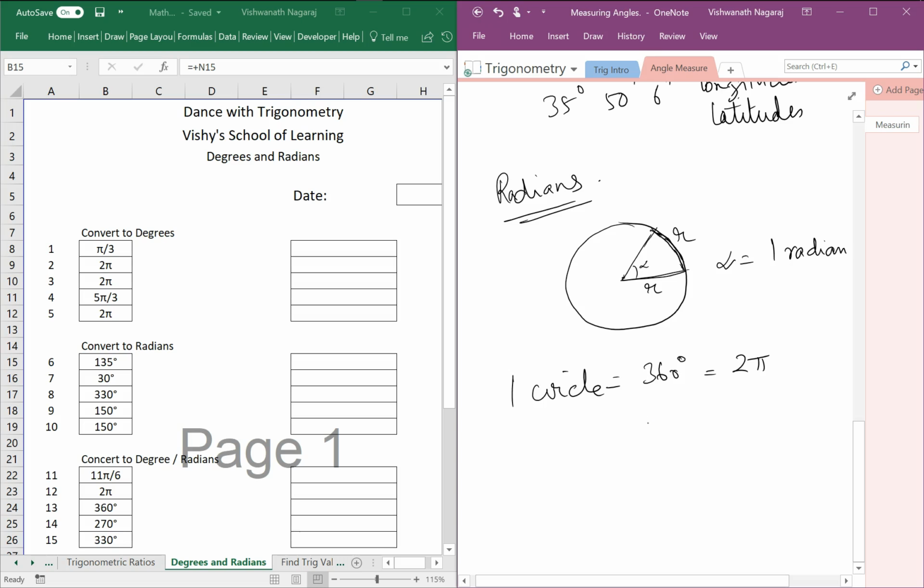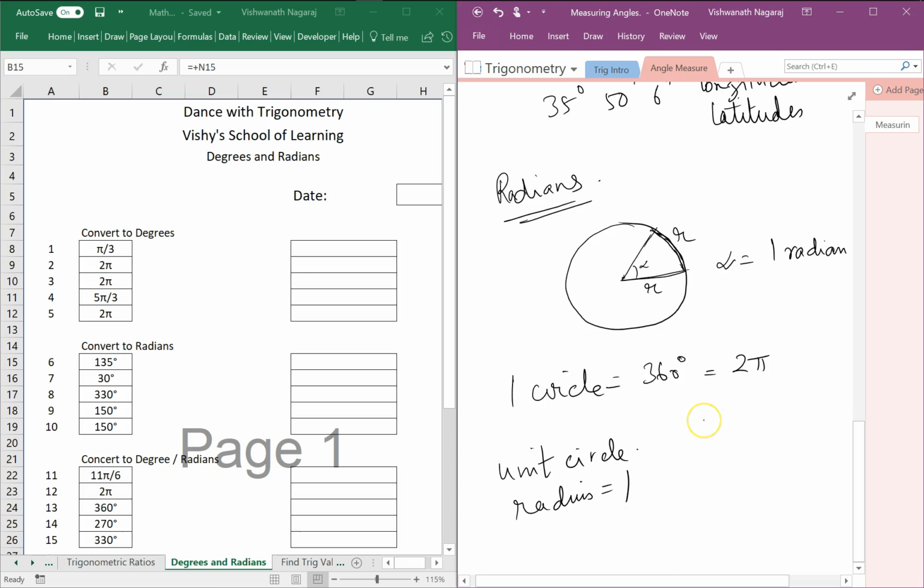So if we are talking of a unit circle, now what's a unit circle? A unit circle is where the radius is 1. Now it doesn't matter what 1. It could be 1 meter, 1 centimeter, 1 millimeter, 1 kilometer. It doesn't matter. What we mean is 1.